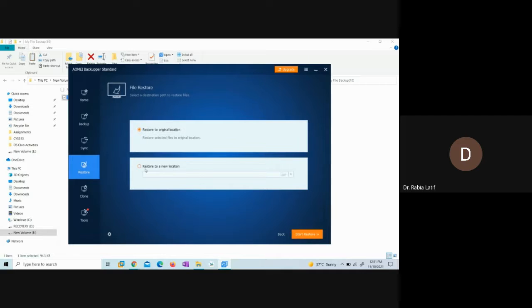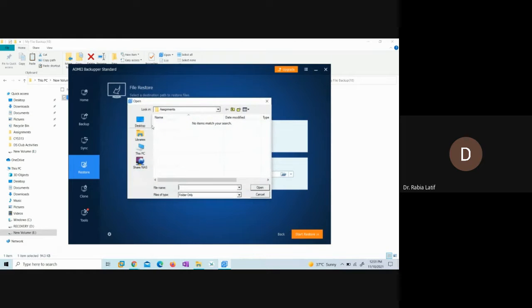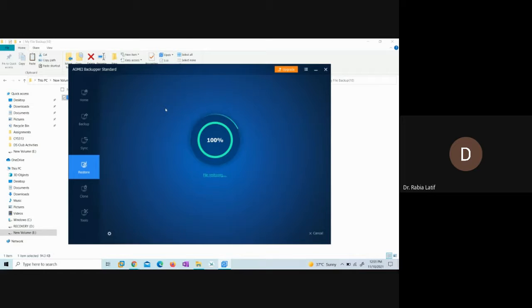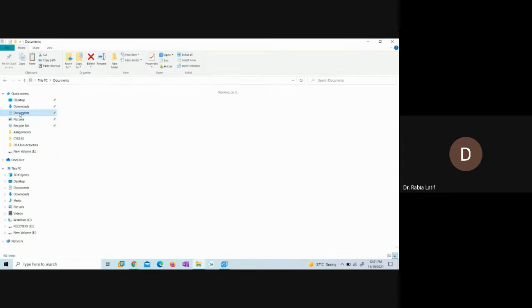If I want to restore to a new location, let me check this option, restore. For example, I'm choosing the same folder for restoration, open, and restore data. Okay, finish. And when you go back here in the documents, see, this is my restored data. When you go here in the same folder, I restored my files again.